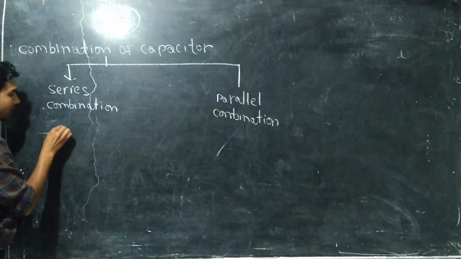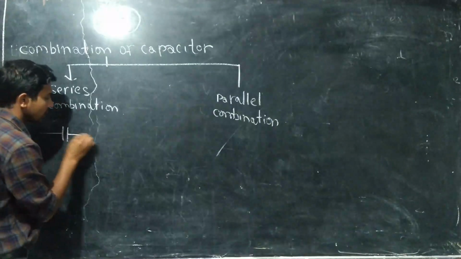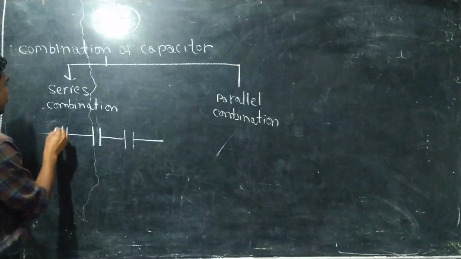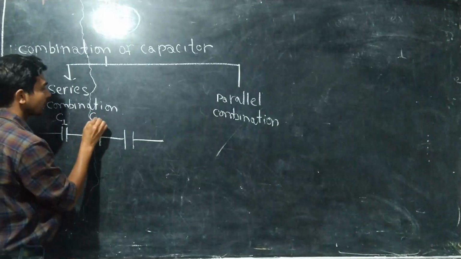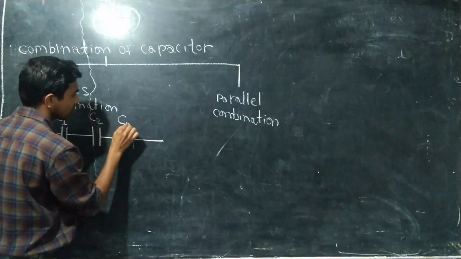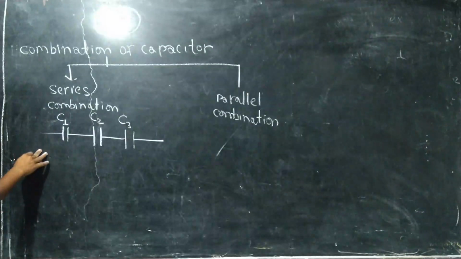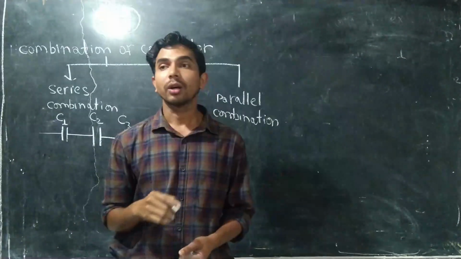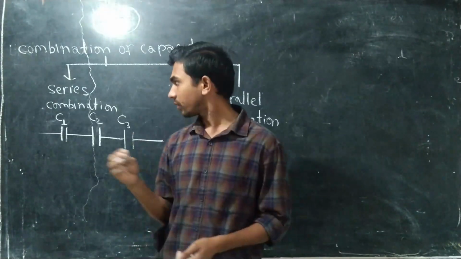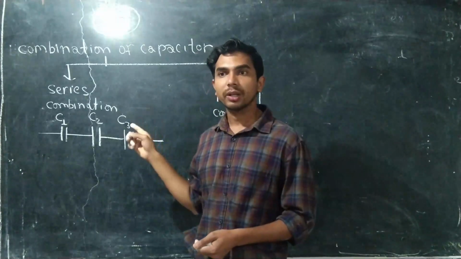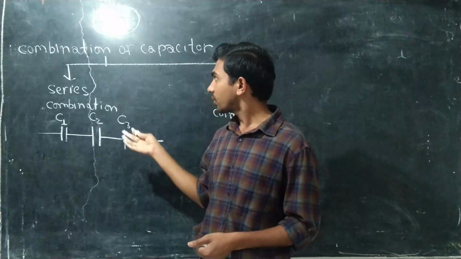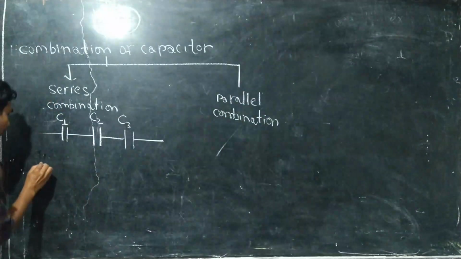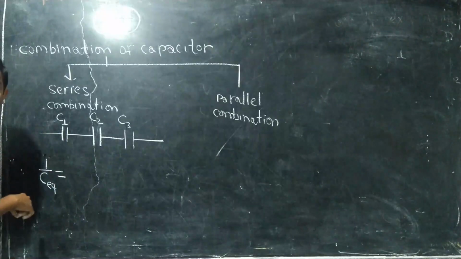Suppose capacitors are connected like this. This is one capacitor, connected to another capacitor like this. If capacitors are connected like this, the combination is known as a series combination. Suppose this is capacitance C1, this is capacitance C2, and this is capacitance C3. In class 10 you studied equivalent resistance, where there was a combination of resistors. This time we are going to discuss combination of capacitors. What is the formula for the equivalent capacitance? Suppose C equivalent is the equivalent capacitance of these three.